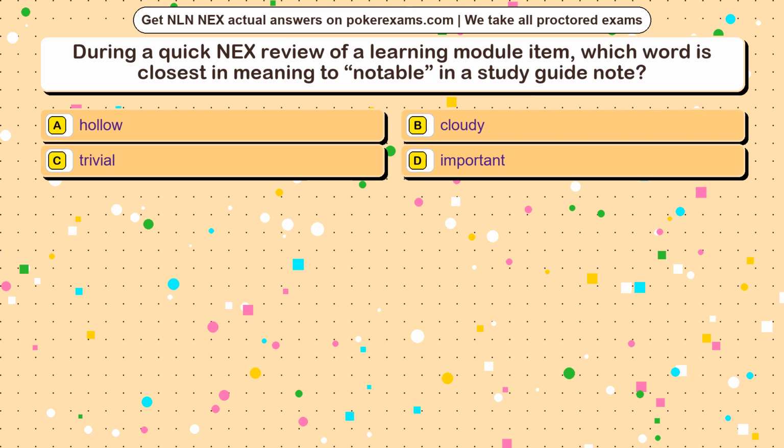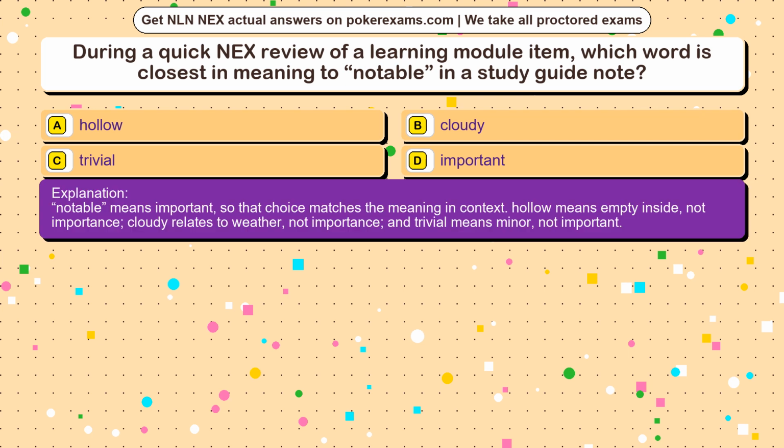The correct answer is option. Notable means important, so that choice matches the meaning in context. Hollow means empty inside, not importance. Cloudy relates to weather, not importance, and trivial means minor, not important.